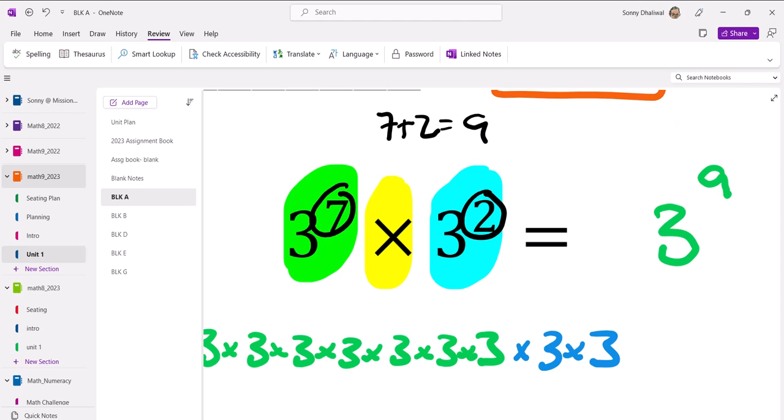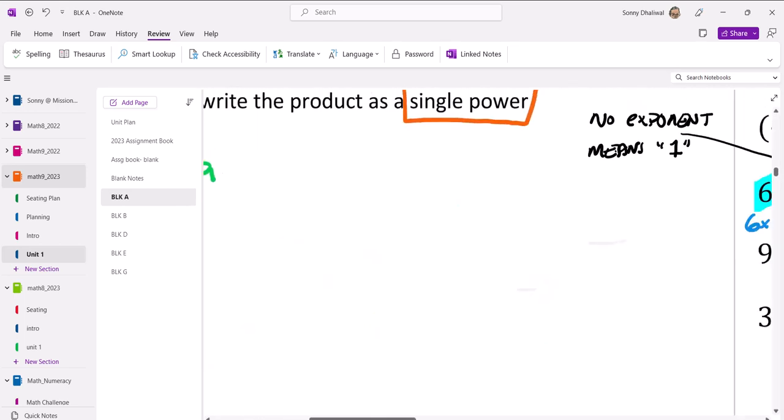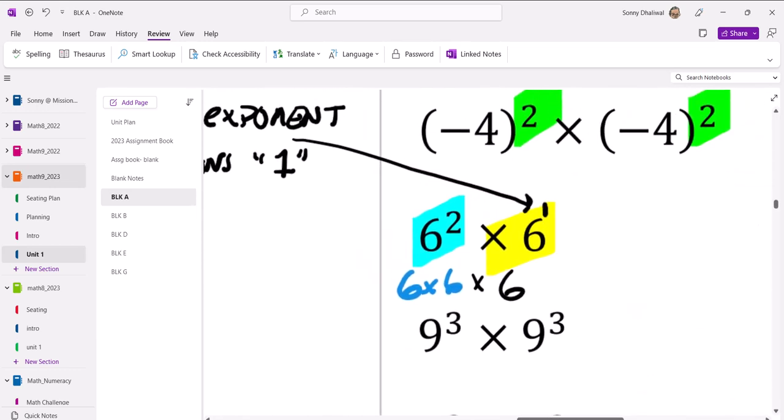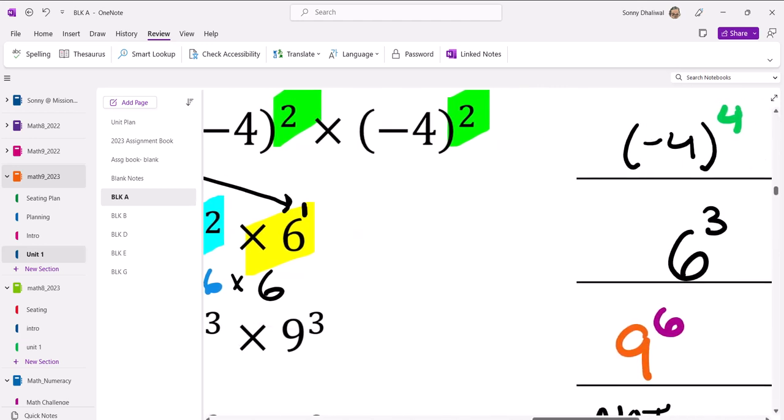Right? And the one tricky situation was this one over here, when your base doesn't have an exponent. No problem. So when your base doesn't have an exponent, there's an imaginary 1 there, because there's 1 6 there. So altogether, we have 2 6s here, 1 6 here. Altogether, we have 3 6s. That's it. Right?